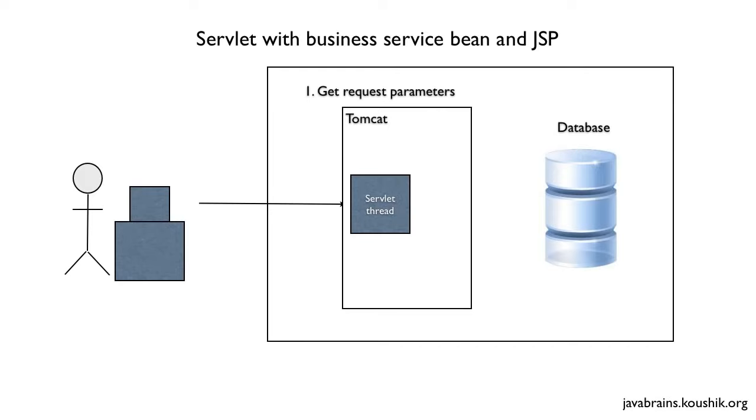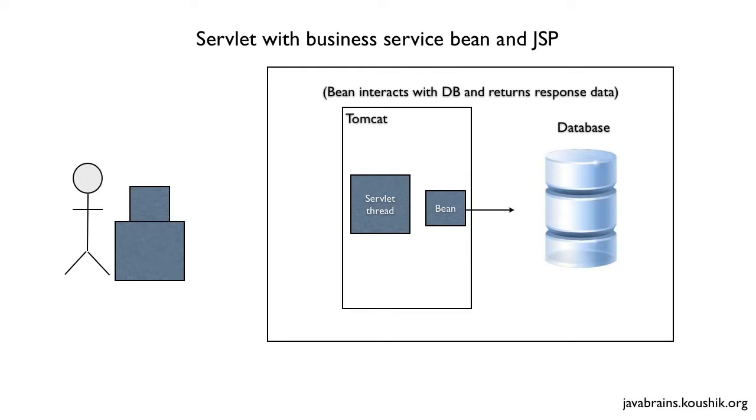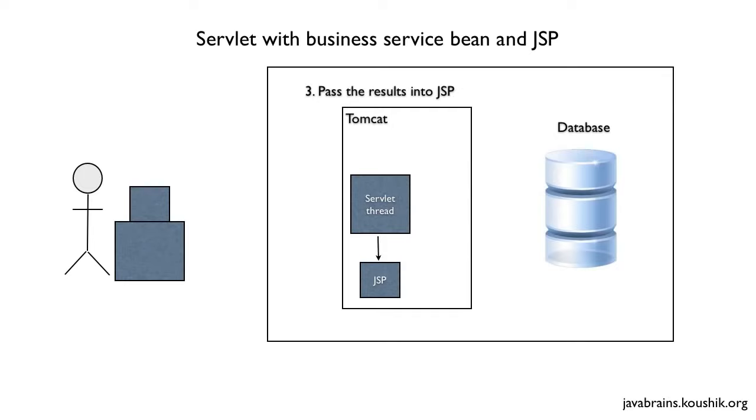The servlet gets the request parameters, passes the request parameters to a business service method. The business service method works with the database, does the processing, and then the results are passed to a JSP. A JSP takes care of handling the HTML formatting and all that stuff, and then the results are passed back to the user. Note one difference here. The JSP is directly passed to the user.